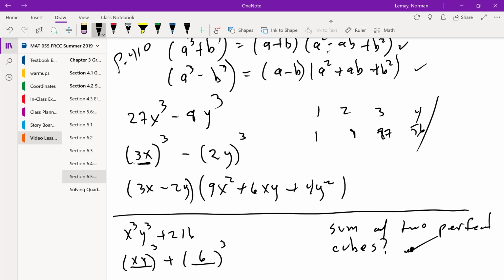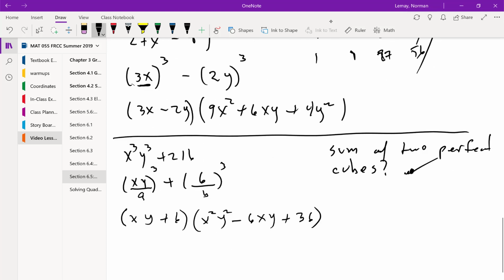So we got this guy here. Notice here is a, here is b. Now we just play the substitution game. So xy plus 6. Now it's going to be xy squared, which is x squared y squared. Now we flip the sign, minus. So the product of xy and the 6, so we get 6xy. Plus, and now we square the b, which is 6 squared, which is 36.